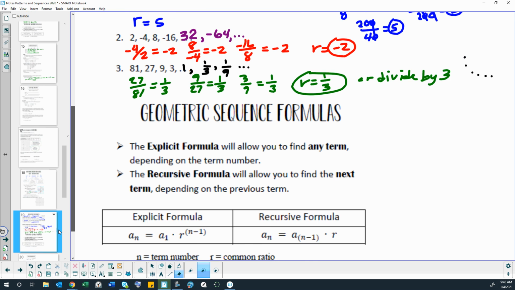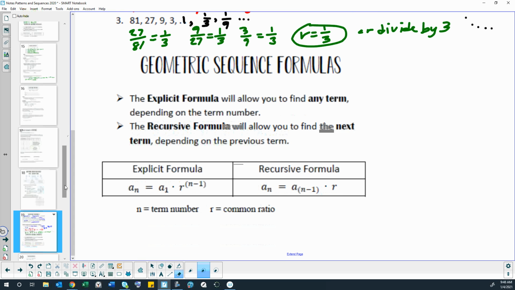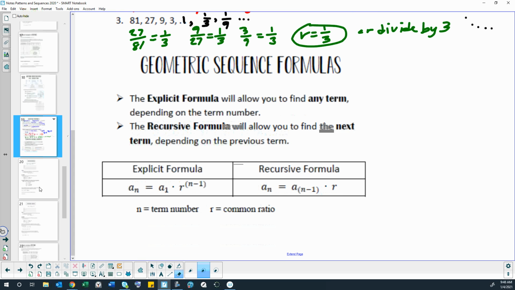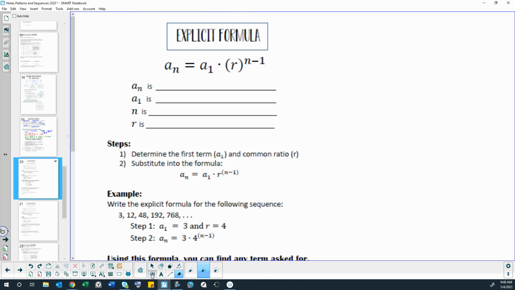We've got explicit formulas and recursive formulas for geometric sequences as well. We're not going to spend a lot of time on this. Let's go ahead and fill in these blanks. A sub n is the nth term. A sub 1 is the first term. N is the term number. And R is the common ratio.